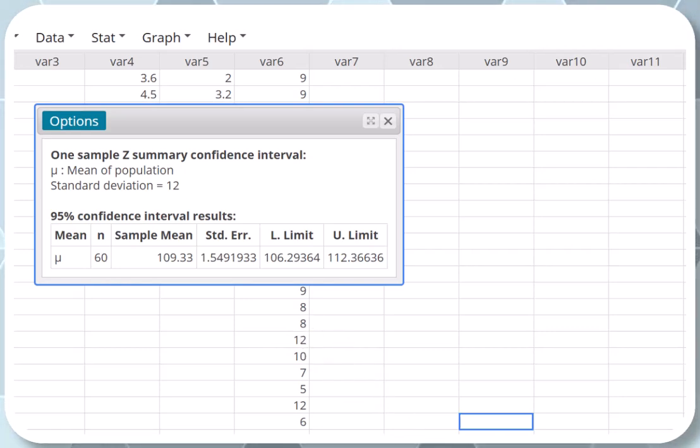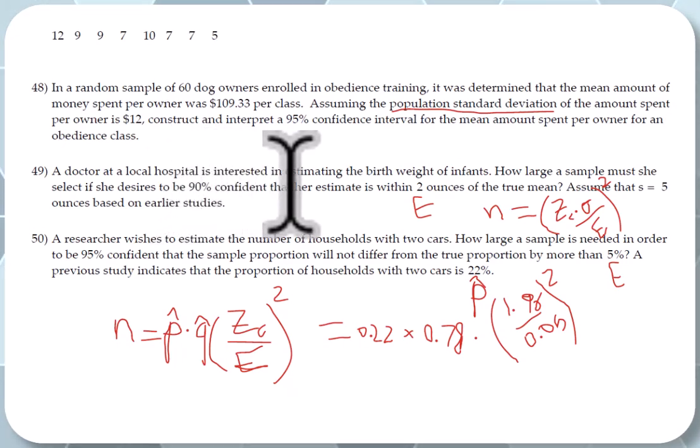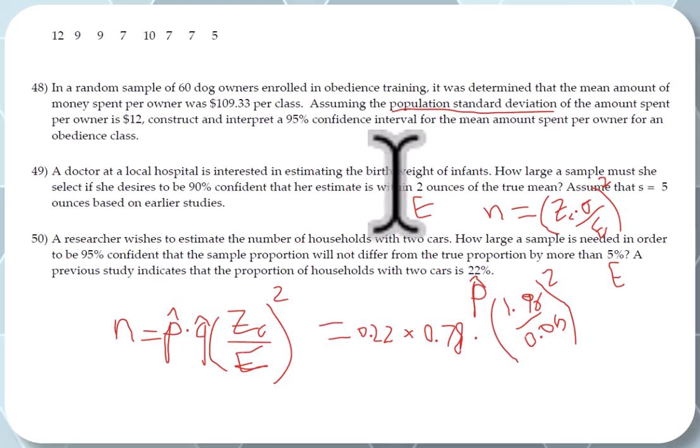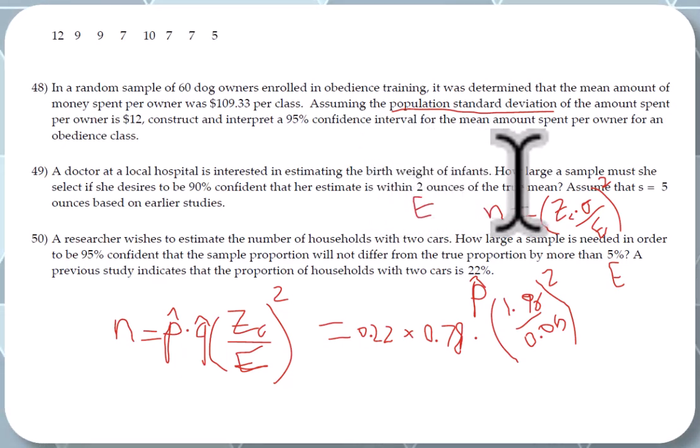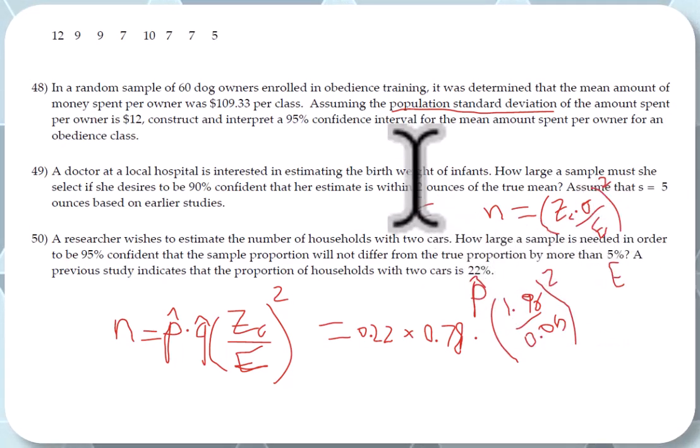Next question. A doctor at a local hospital is interested in estimating the birth weight of infants. How large a sample must she select if she desires to be 90% confident that her estimate is within 2 ounces of the true mean? So this is about the mean. There are two formulas, guys, for n, one for the mean and one for the proportion. So we're going to use the one for the mean, which is n equals Zc times sigma divided by E, quantity squared. So E is 2.